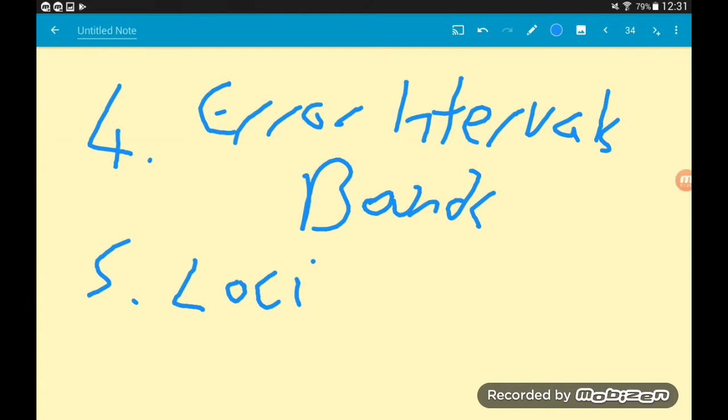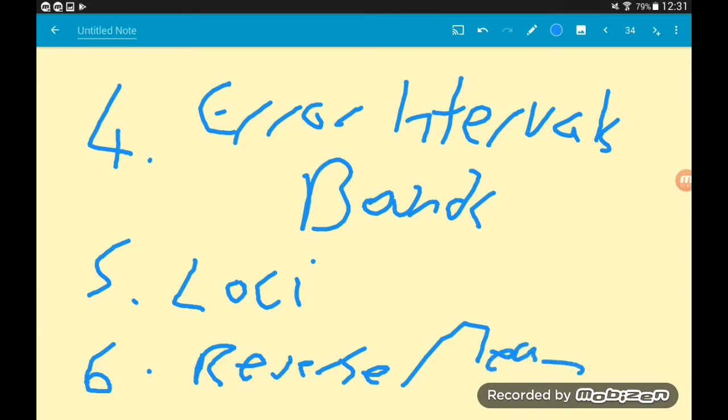And number 6, we're going to go for reverse mean. These are the type of questions where you are told the mean of a set of data and then maybe a new piece of data is added to the set and you want to work out what the new mean would be. Again, I've got 2 videos on that, so if you're rusty or curious, search those out.